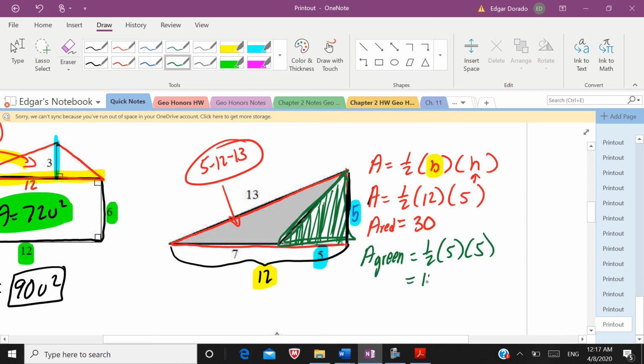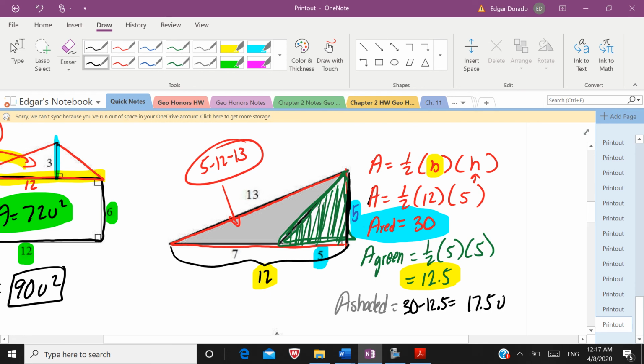That is going to be 12.5 if I'm not mistaken. So I only wanted the area of the shaded triangle. So what would I do now, guys? Well, I'm going to take my full triangle, 30, minus the smaller piece that I don't want, 12.5. So 30 minus 12.5, and that's actually going to give me 17.5 units squared.